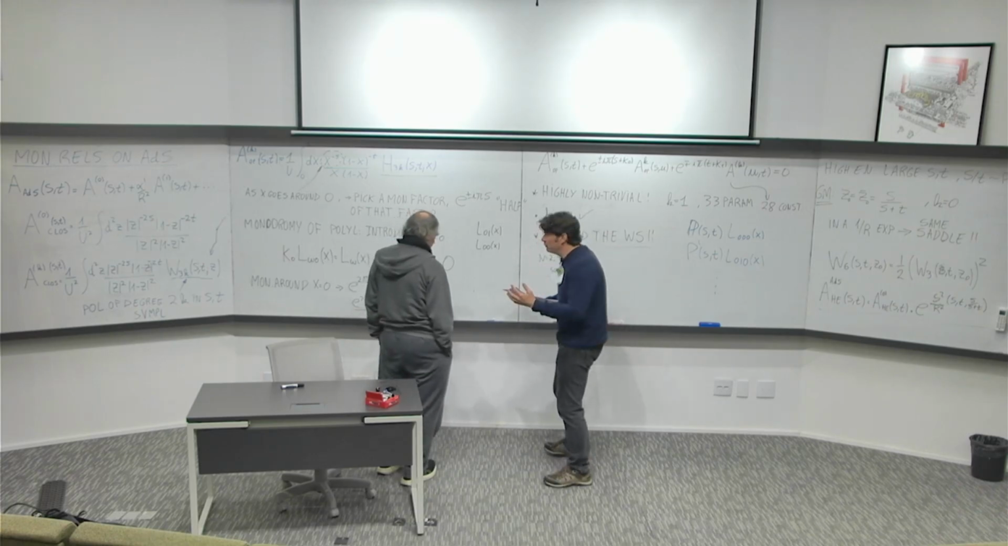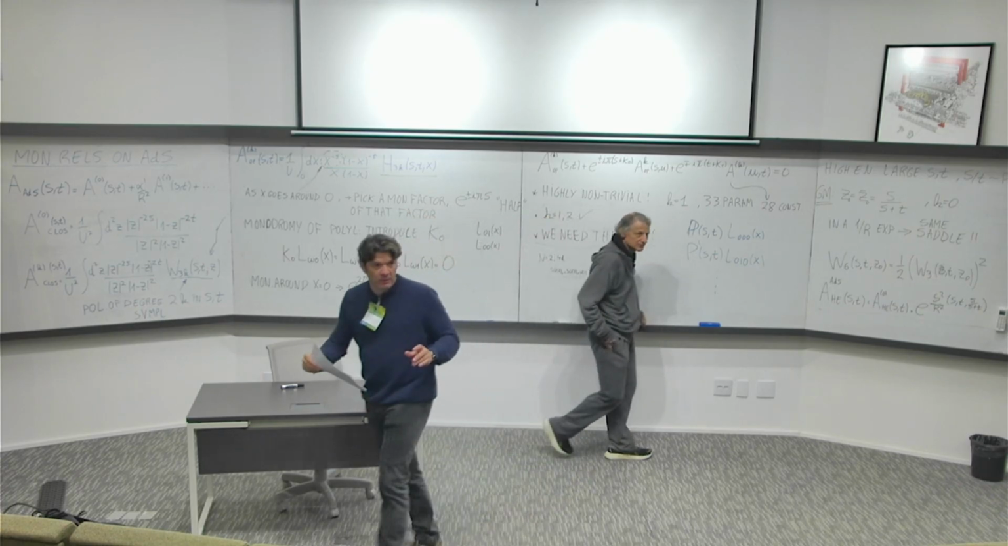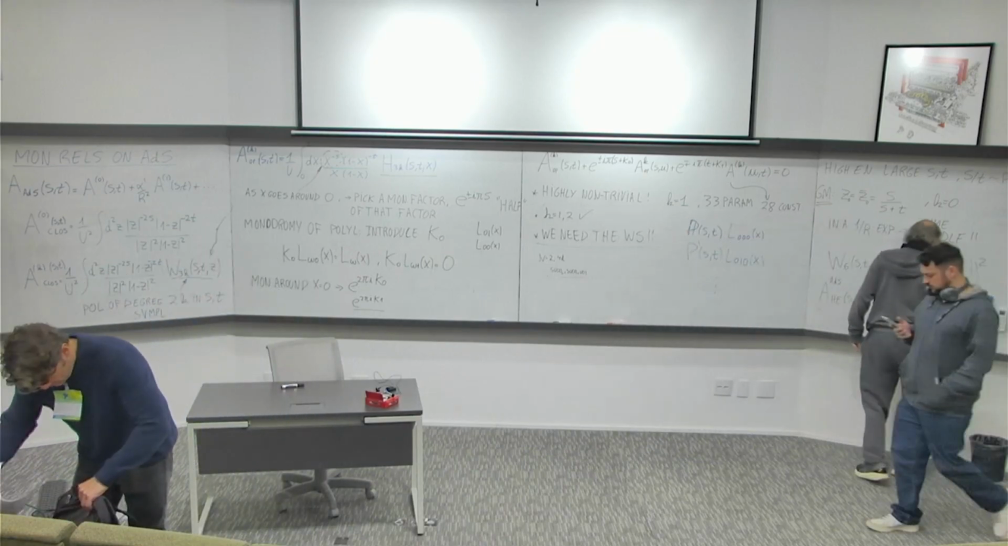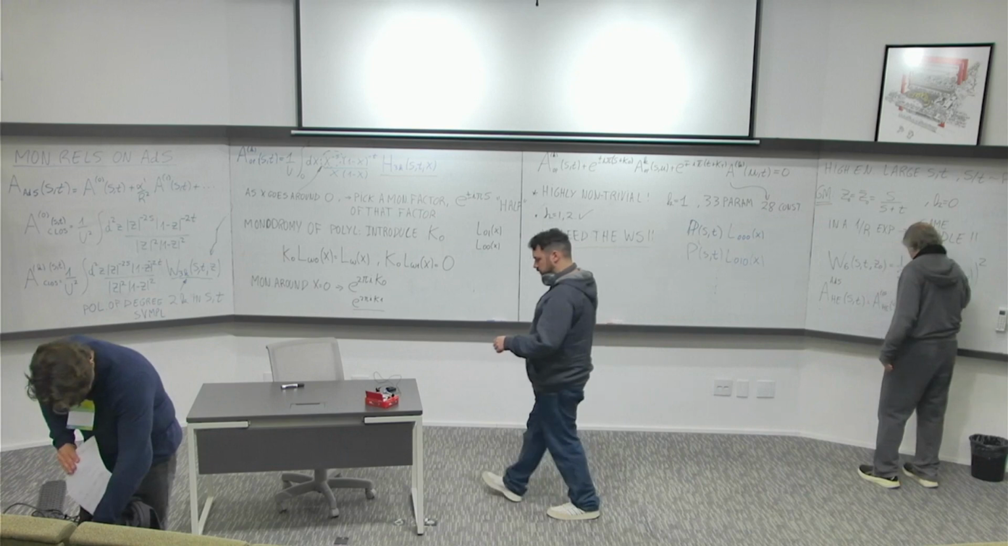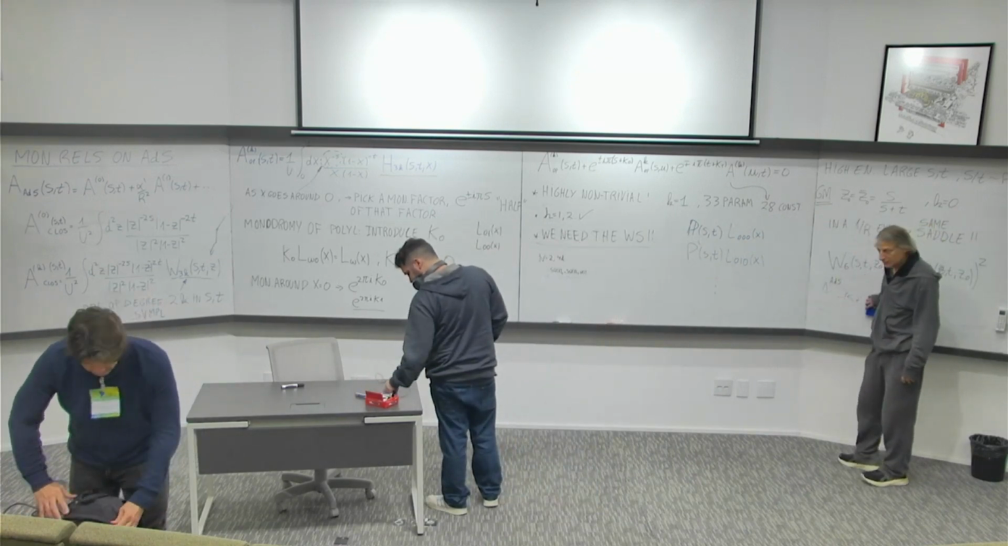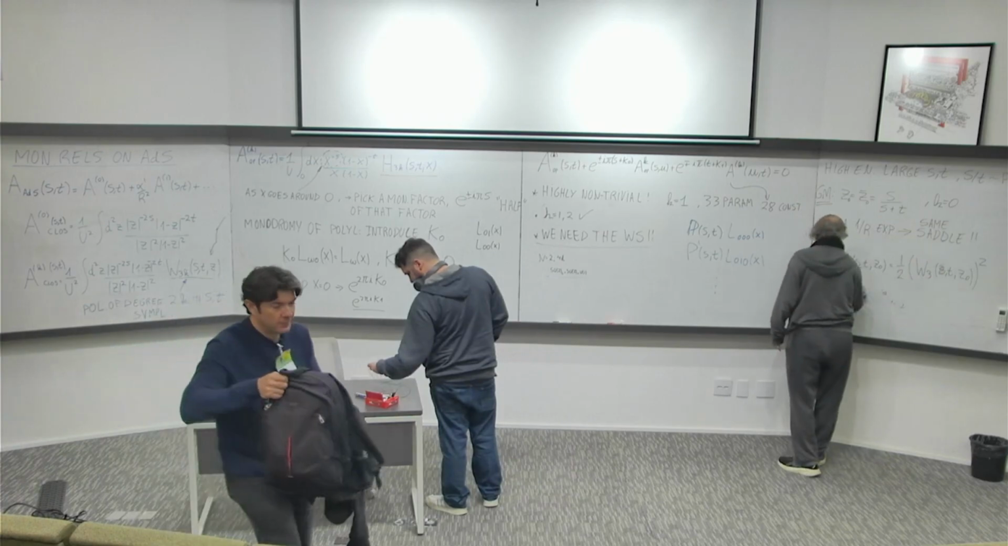Let me use the restroom. Yeah. And then the theory would be n equals 2 super Yang-Mills plus 4 fundamental hypermultiplets and 1 antisymmetric hypermultiplet. Say it again. So n equals 2 super Yang-Mills plus 4 fundamental hypermultiplets and 1 antisymmetric.